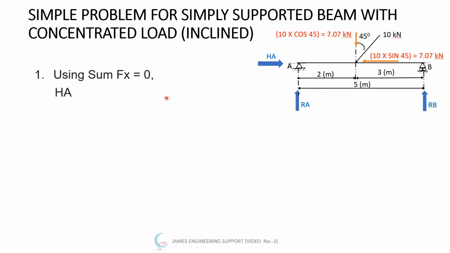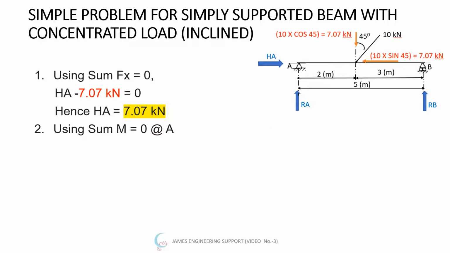So here we will use the first equation, that is summation of forces in x direction will be equal to 0. So HA positive from left to right minus 7.07 will be equal to 0. So HA will be equal to 7.07 kilonewton.